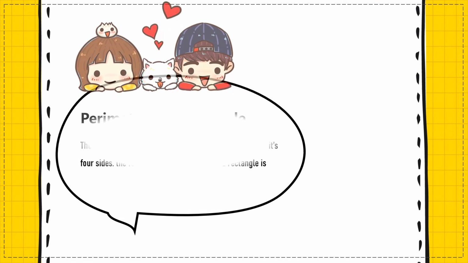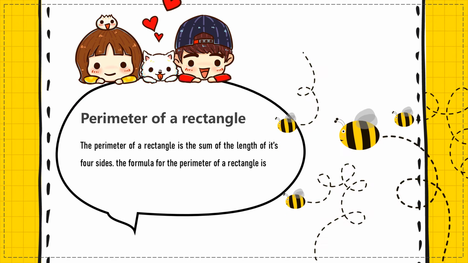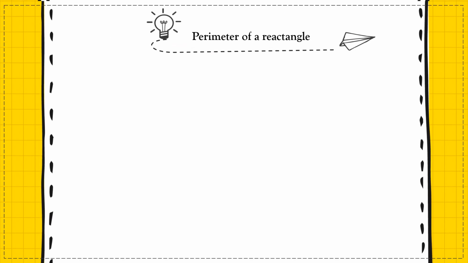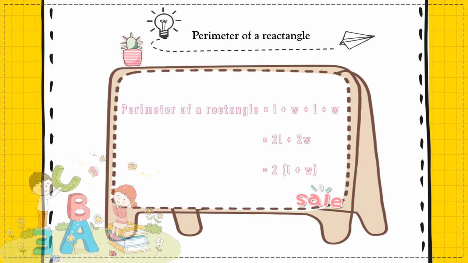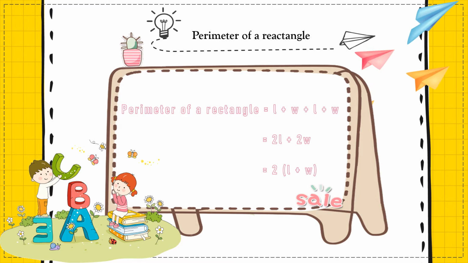Then perimeter of a rectangle. The perimeter of a rectangle is the sum of the length of its 4 sides. And the formula for the perimeter of a rectangle is perimeter of a rectangle equal length plus width plus length plus width. Or we can use the formula 2 times length plus 2 times width.